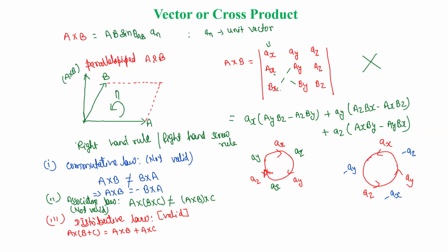On that basis, we have seen that the commutative law is not valid, the associative law is also not valid, only the distributive law is valid here. For the vector product A cross B, we have AB sine theta, and the unit vector is n. The direction of the unit vector is always perpendicular to the plane that contains the vectors A and B. That direction we can find with the help of the right hand rule or right hand screw rule. Finally, take care when moving clockwise or anti-clockwise: clockwise comes positive, anti-clockwise comes negative.